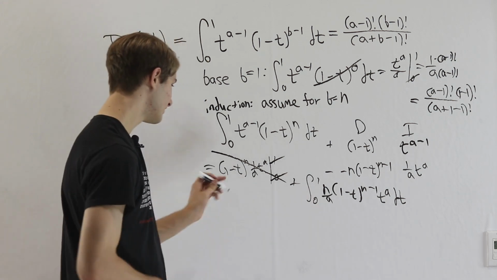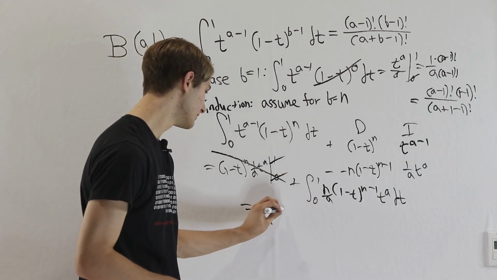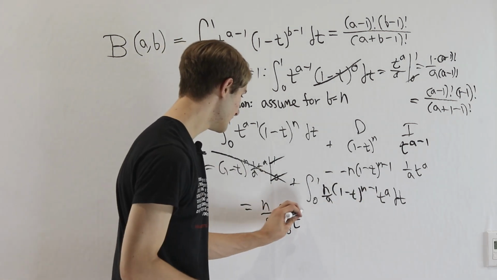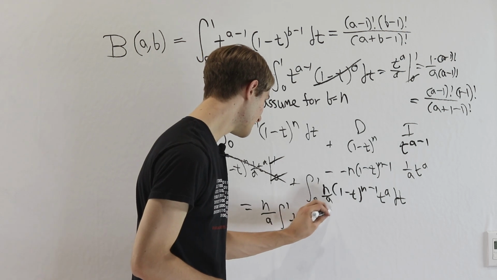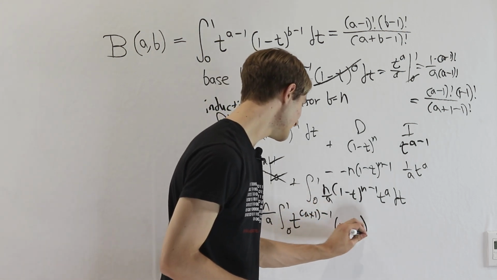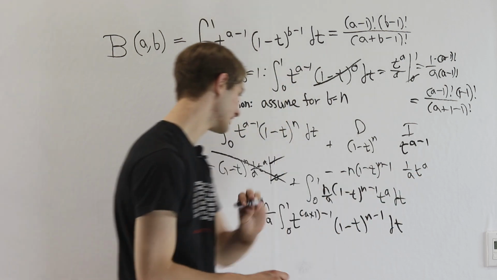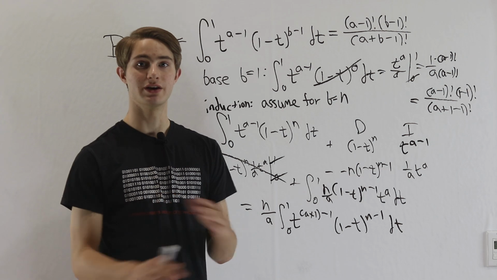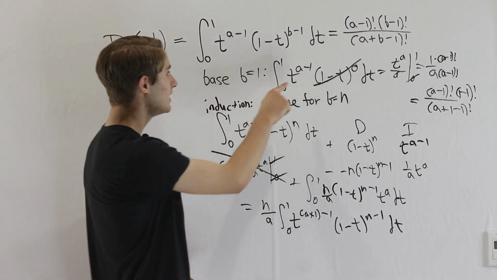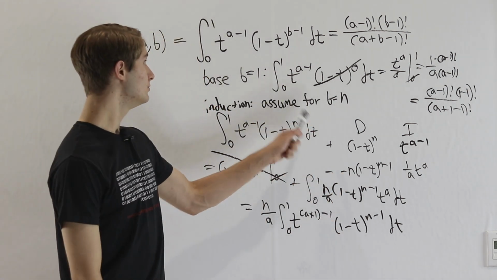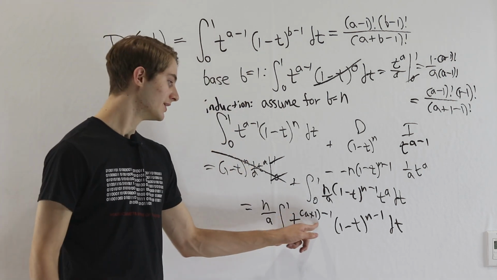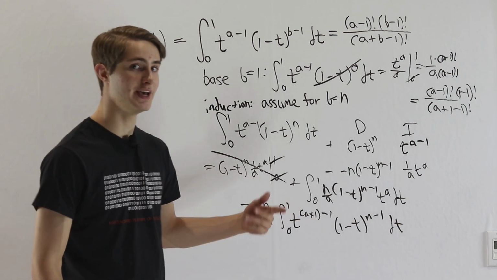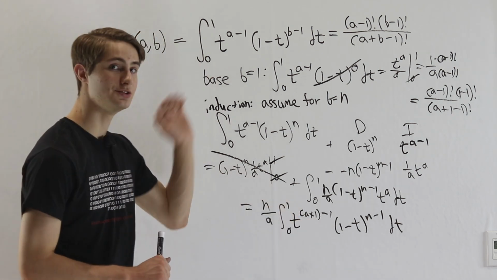And notice, if we factor out n to the a from our integral, we get the integral from 0 to 1 of t. And then I'll write a as a plus 1 minus 1. Then we have 1 minus t to the n minus 1 dt, just like this. And remember I said at the beginning that we're going to assume a is whatever it wants to be. We've proven this base case no matter what a is. And we're assuming that this identity is true no matter what this number right here is. So the fact that there's an a plus 1 here instead of an a does not concern me at all. We can still use the identity.